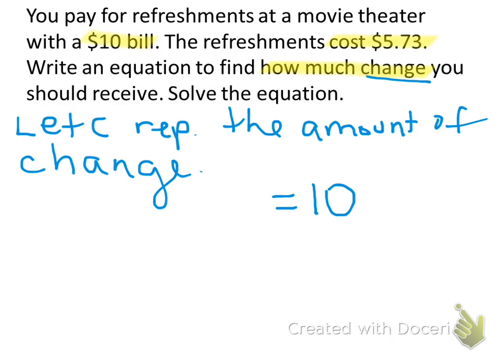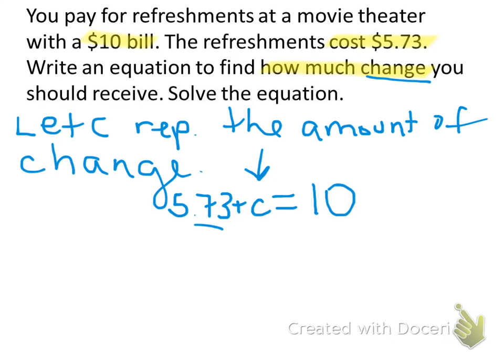We paid it cost $5.73 plus C. The amount of change we are going to get is C for the amount we paid, which is $10. If you're struggling with this, read through the question again and then look at my equation. Think about why it makes sense.